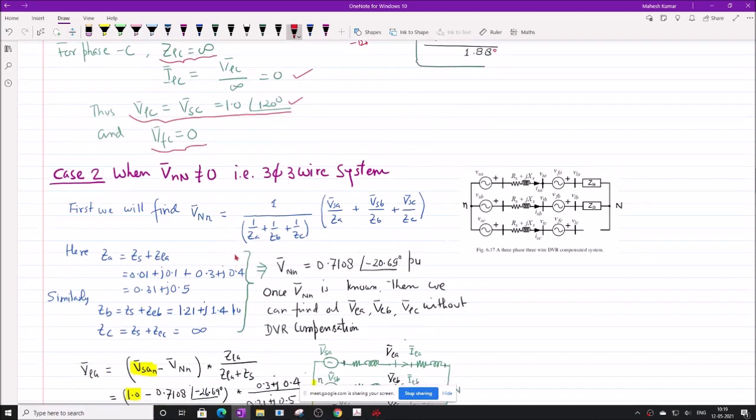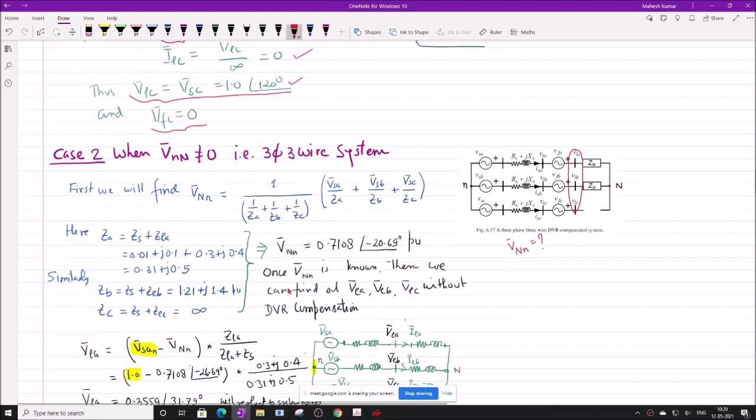Case 2 is 3-phase 3-wire system. In 3-phase 3-wire system, since neutrals are not grounded, there exists voltage between N' and N. That has to be computed first. Then solve for ILA, ILB, ILC. Then solve for VLA, VLB and VLC. And after that we apply DVR to maintain these VLA, VLB, VLC to 1.0 per unit.